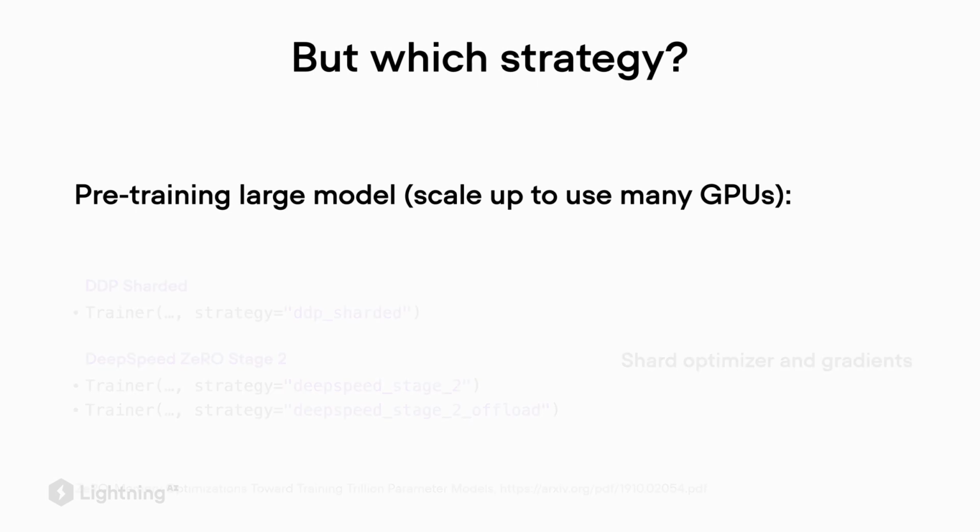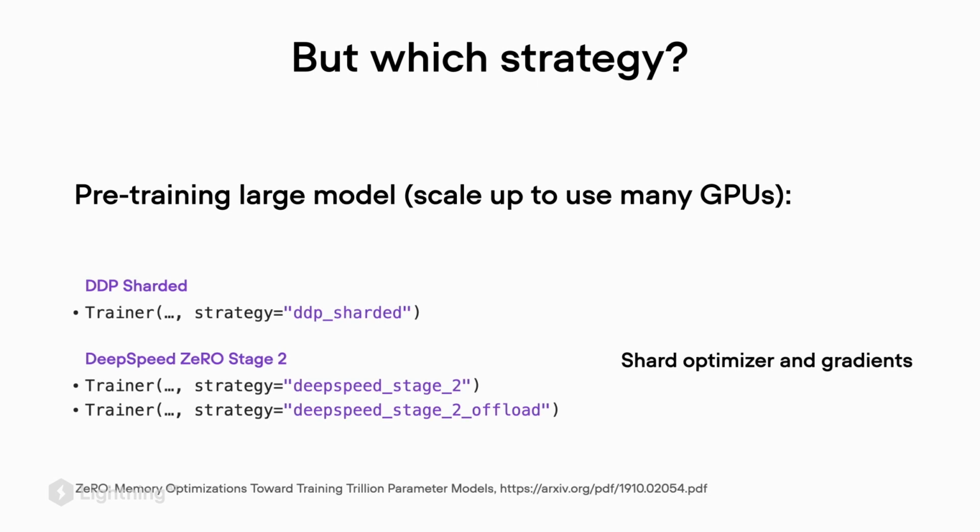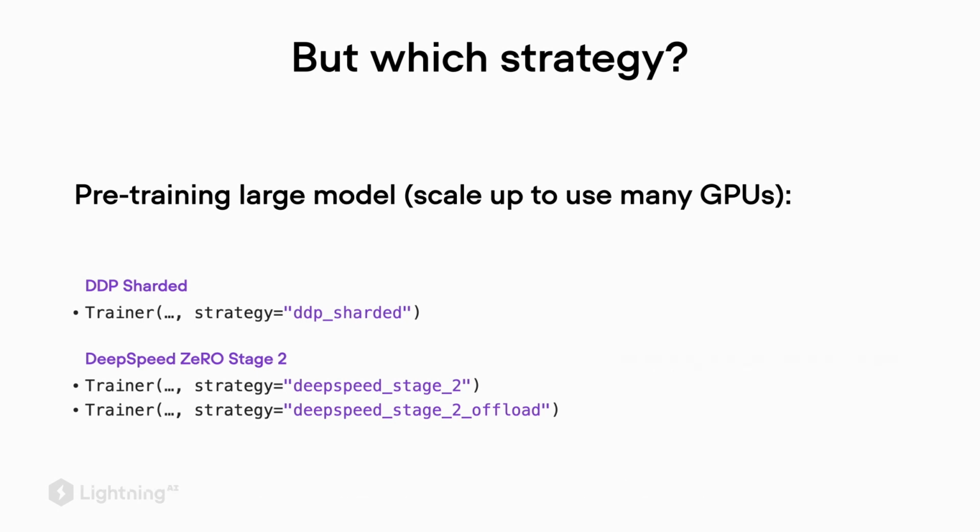Now, as alternatives to DDP sharded, there are also the different DeepSpeed strategies. For example, in DeepSpeed stage 2, it will shard the optimizer and the gradients. And if this is not enough to deal with memory limitations, you can also use the stage 2 offload strategy. So offloading here means offloading the optimizer and the gradient states to the CPU memory. However, offloading things to the CPU memory will make things slower due to the additional transfer during training. So I would only use the offloading strategy if you really have to due to memory limitations.